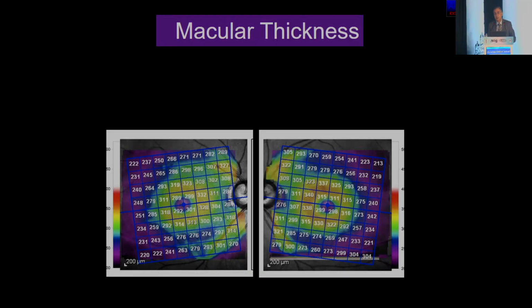Fast forward to spectral domain OCT. This is the map you see typically in spectral domain OCT in the total macular thickness. Mind you, this is not GCL, IPL, all those other alphabet soup. This is total macular thickness. Why? Because it is very easy for the software algorithm to identify the ILM, or the inner limiting membrane, and the RPE, because they are the two most reflective layers of the retina.